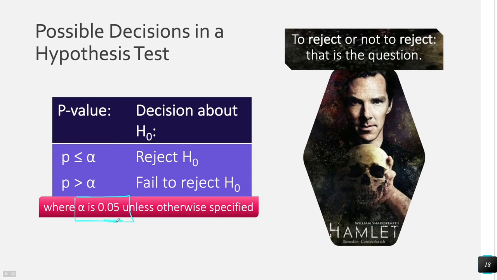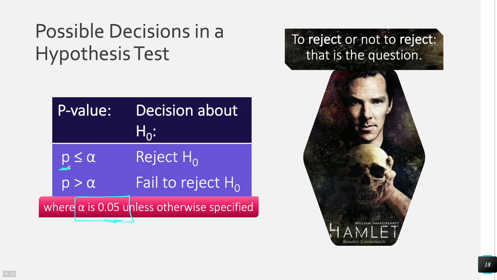So almost always, you will use alpha of 0.05. Sometimes it will give it to you as 5%. Sometimes it won't even give it to you, but you'll still use alpha of 0.05. But if it says 1% or if it says 10%, 1% is 0.01, 10% is 0.10. So you would use those when it does tell you a specific significance level.